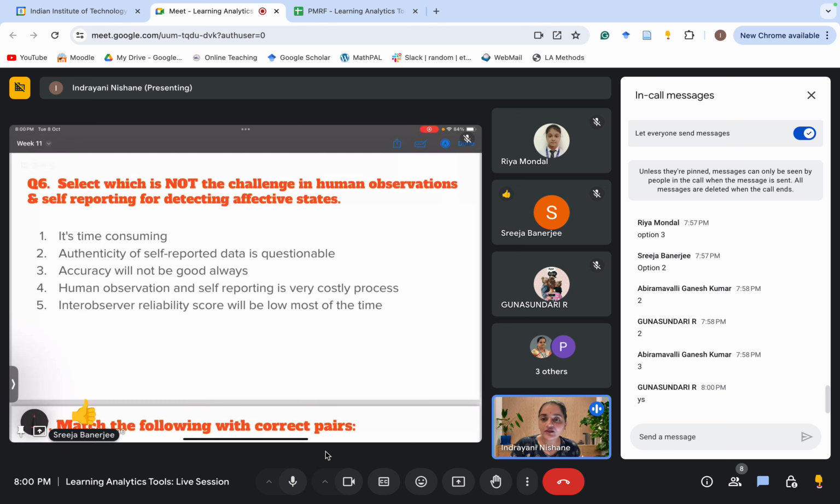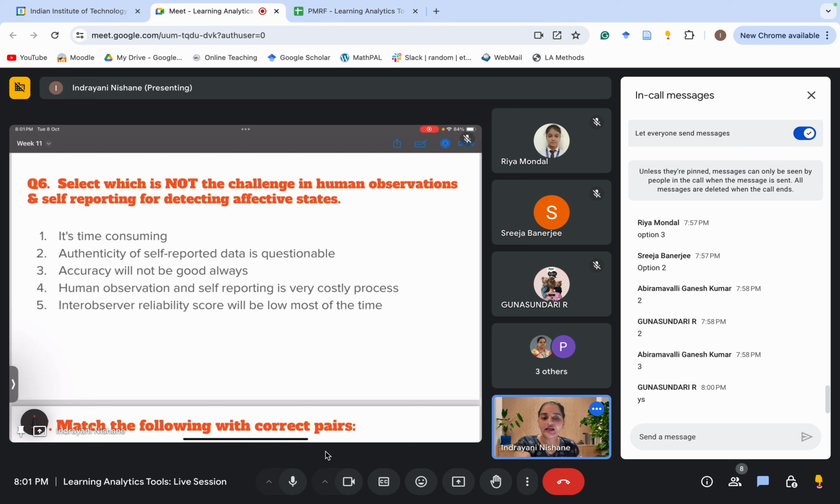Select which is not the challenge in human observation and self-reporting of detecting affective state. So once we have the facial expressions data, once we have the action units data, how does a computer, or how does our machine learning algorithm, know which action unit value is associated with which affective state? We need to train that machine learning model, that algorithm. So how will we train? We will label those sets of action units together as this XYZ affective state. So we will label that data and train our machine learning model.